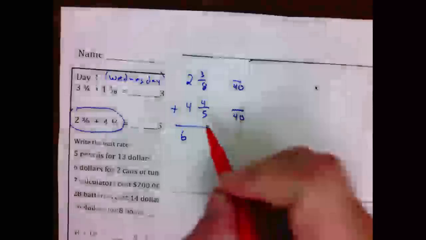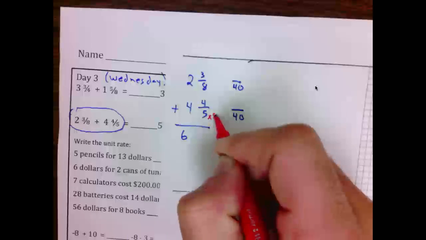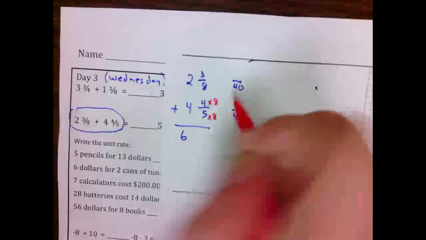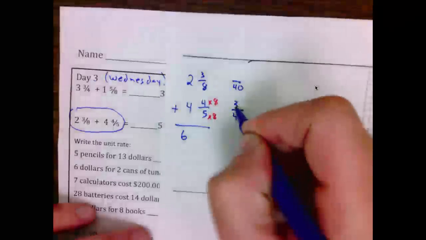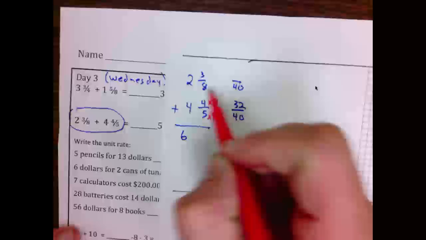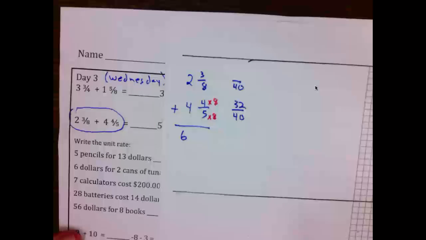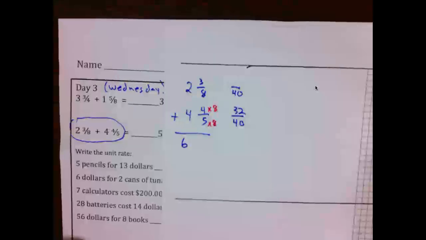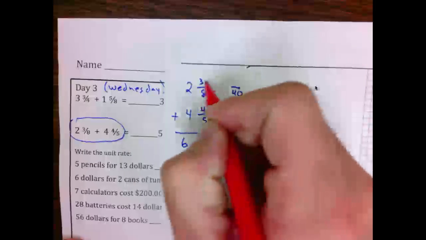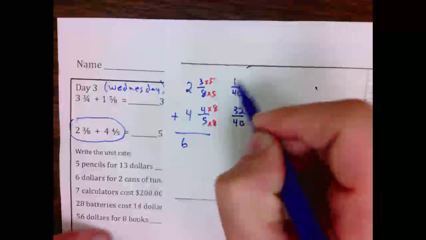So question, 5 times what gives 40? Well, 5 times 8. Whatever I multiply by the denominator, I must multiply by the numerator. 4 times 8 is 32. Alright. 8 times what yields 40? 8 times 5 is 40. So multiplying the numerator by that as well. 3 times 5 is 15.